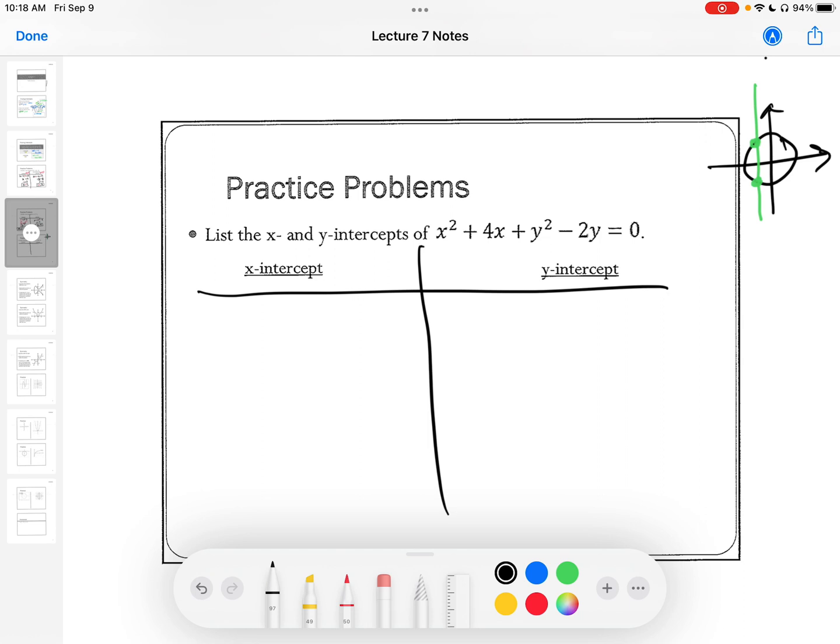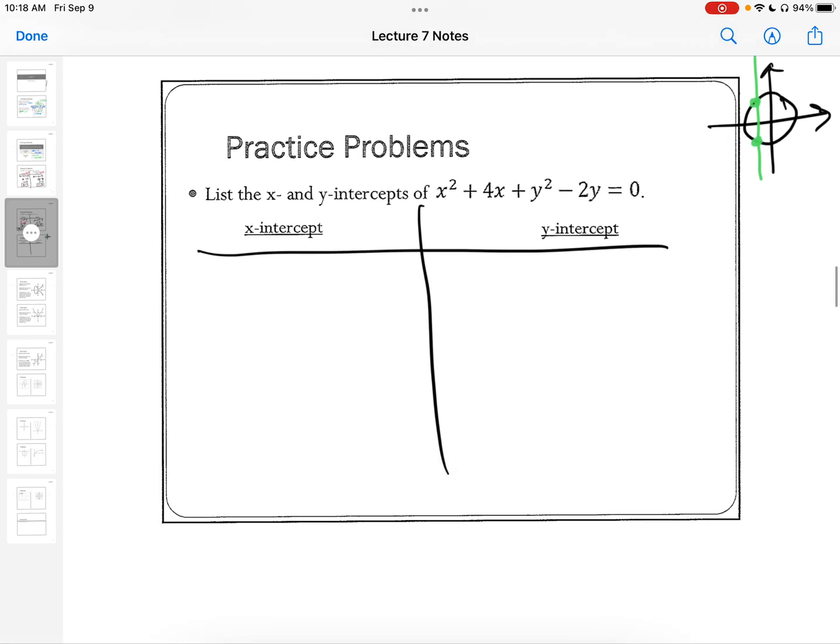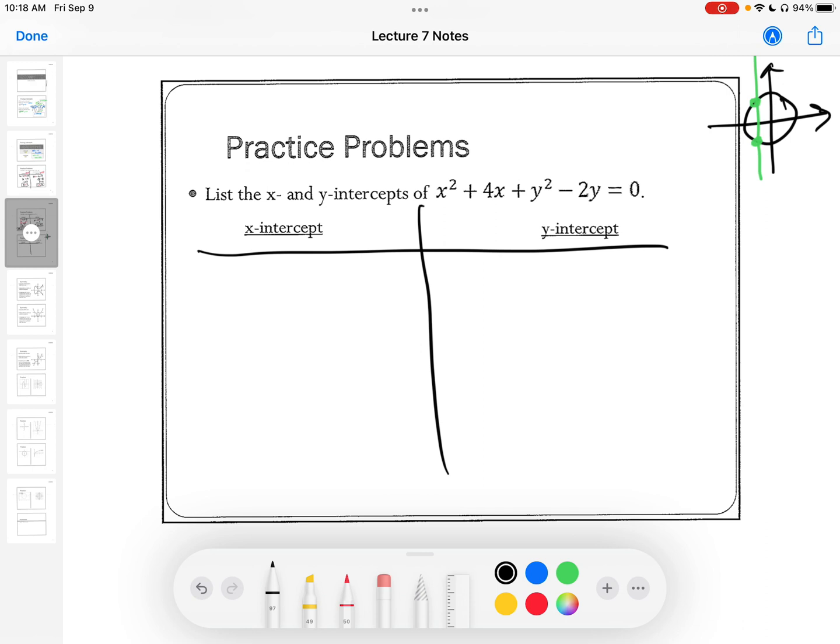X-intercept, I need to set my y value equal to 0. So we've got x squared plus 4x plus, instead of a y squared, I'll have a 0 squared. Minus 2 times, instead of a y, I'll have a 0. I plug in a 0 for all of those y's there. Okay, and then that equals 0. So I'm just left with x squared plus 4x equals 0. So I have an x squared and I have an x. I'm going to have to factor to solve this.